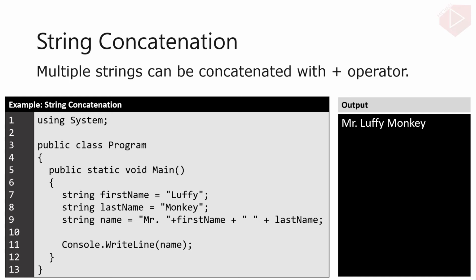Multiple strings can be concatenated with the plus operator. The example shows how we can combine 2 strings such as Luffy and Monkey by using the plus operator. The statement in line 9 concatenates 4 strings: the string literal Mr., the first name variable, the string literal space, and the last name variable.